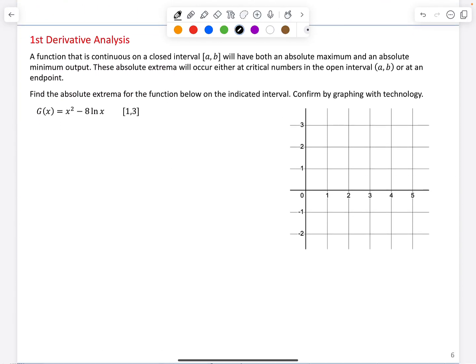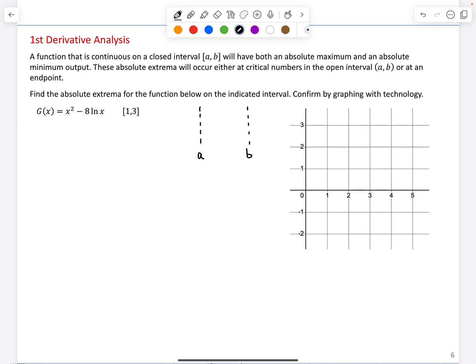Now, a function that is continuous on a closed interval from a to b, closed meaning a and b are both included in the interval, which is why we see bracket and bracket, will have both an absolute maximum and an absolute minimum output. These absolute extrema will occur either at critical numbers in the open interval from a to b, so somewhere between a and b, or at one of the endpoints, so either at a or at b itself.